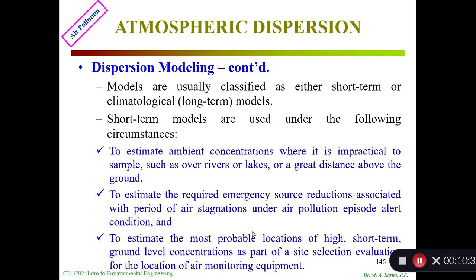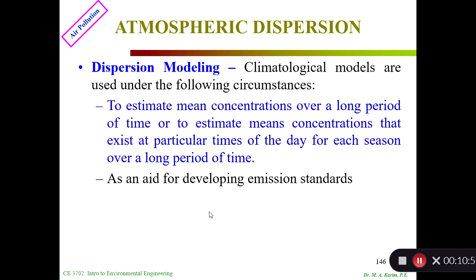Short-term models are used under the following circumstances: to estimate the ambient concentration where it is impractical to sample, to go there; to estimate the required emergency source reduction associated with periods of air stagnation under air pollution episode alert conditions; and to estimate the most probable locations of high, short-term ground level concentration. So these are a few things we use the short-term model for.